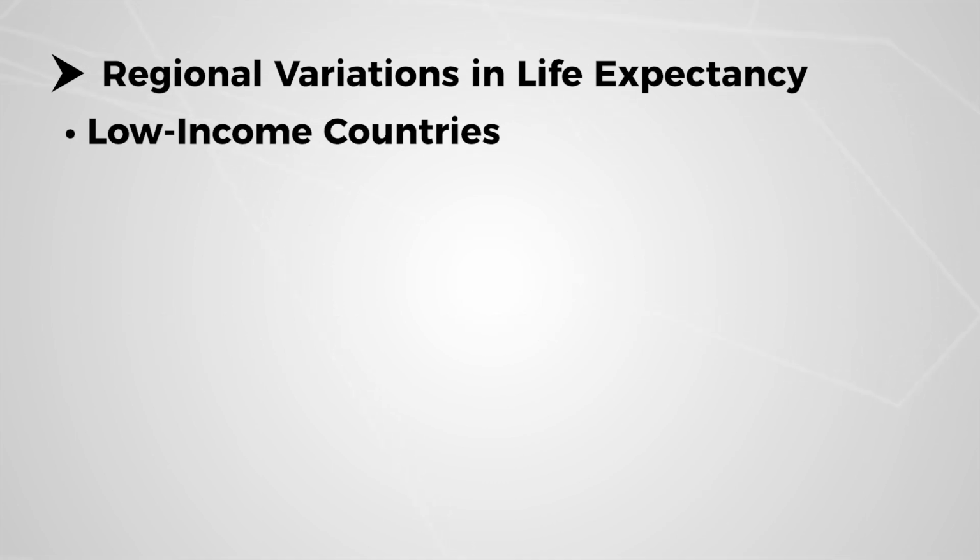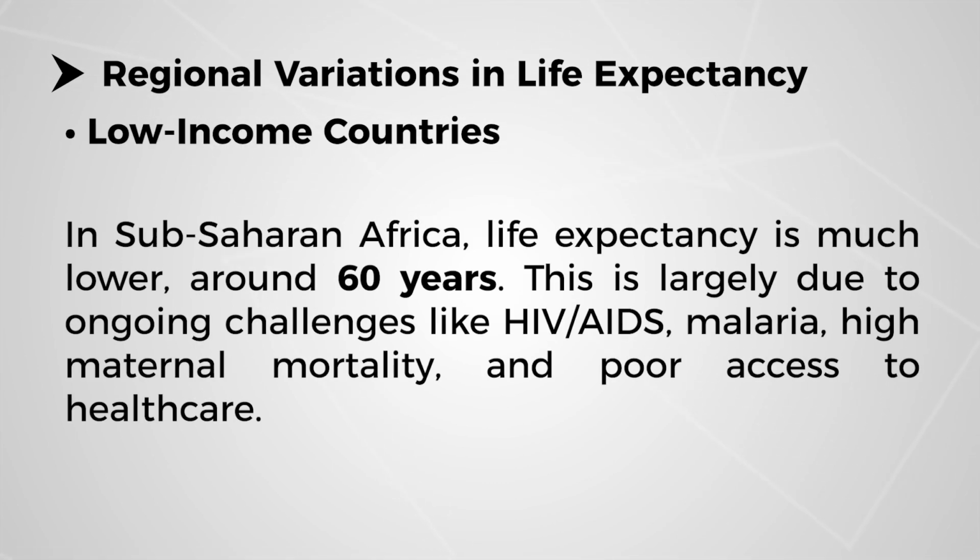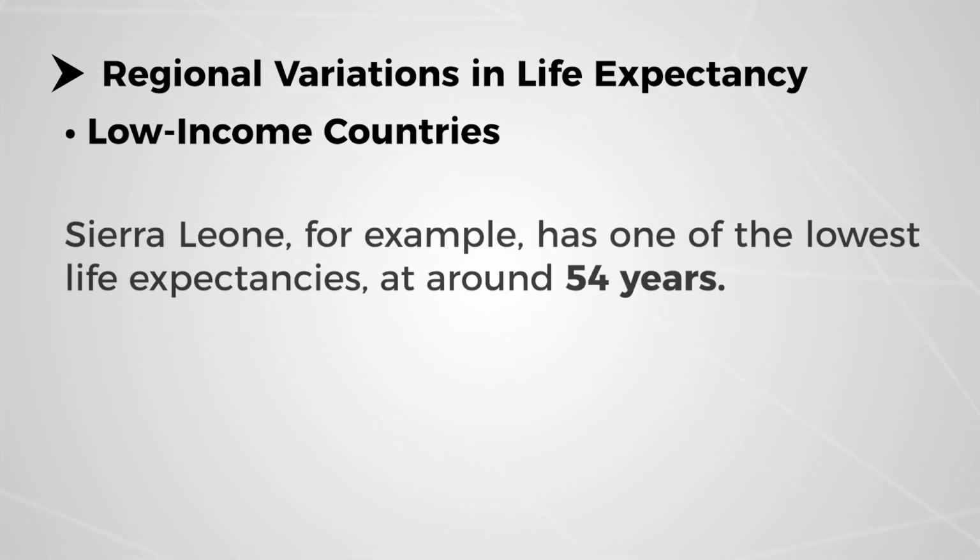Low income countries, for example in sub-Saharan Africa, life expectancy is much lower, about 60 years. This is largely due to ongoing challenges like HIV/AIDS, malaria, high maternal mortality and poor access to healthcare. Sierra Leone, for example, has one of the lowest life expectancies, around 54 years.